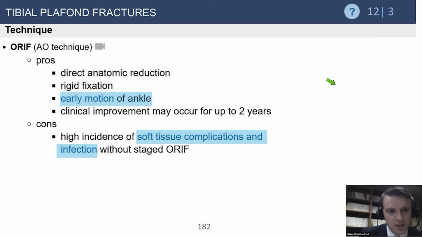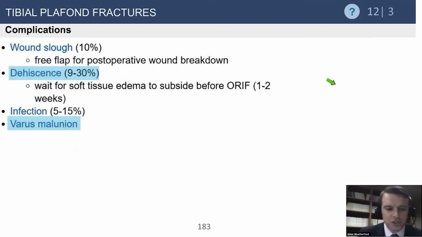Okay, the pros of an open reduction and internal fixation are what you see here. Anatomic reduction to minimize the risk of post-traumatic arthritis. Rigid fixation to allow for safe early mobilization of the joint to minimize stiffness. Clinical improvement can occur for up to 2 years. The cons are that, despite staged treatment, there is a high incidence of soft tissue complications and infection. This is talking about without staged treatment. Even with staged treatment, there's still a relatively high risk of soft tissue complications with these injuries.